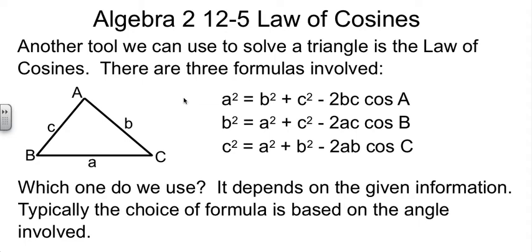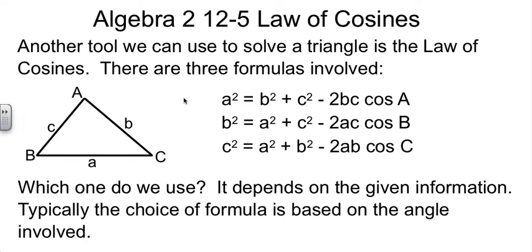This is Algebra 2, Chapter 12, Section 5, in which we will study the law of cosines. Last time around we dealt with the law of sines and how to use it to find missing information in triangles that are not right triangles. And we found out that we need to have an angle and a side that are opposite of each other to be able to make it work.